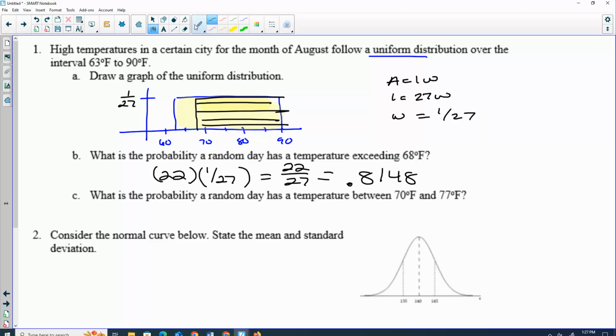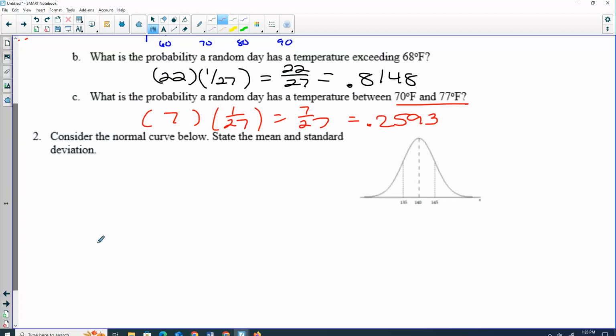Okay, then C, what's the probability it is between 70 and 77? So, length times width, how far is it from 70 to 77? Times the 1 over 27, so 7 over 27, or 0.2593. Any questions about that? So I'll probably ask you to draw one and at least find one probability. Probability is just the area of the rectangle, length times width.